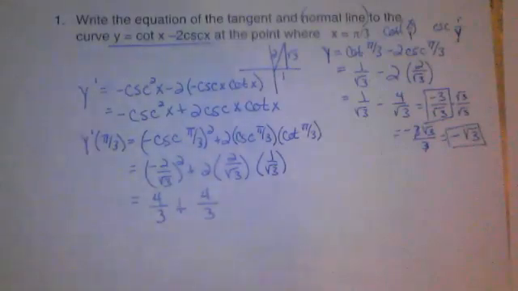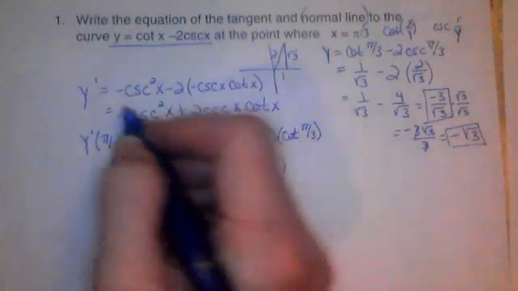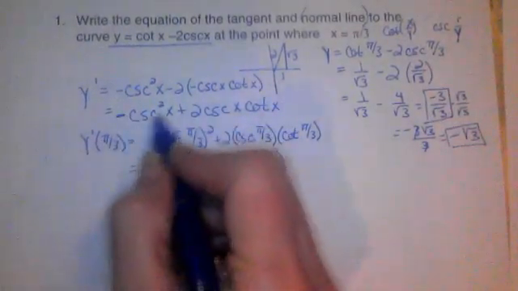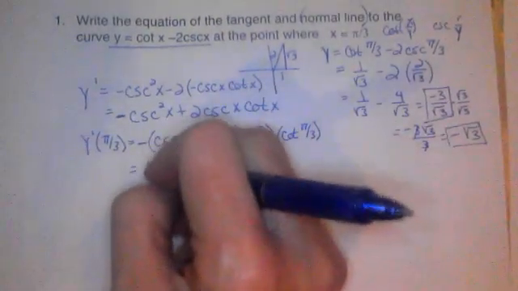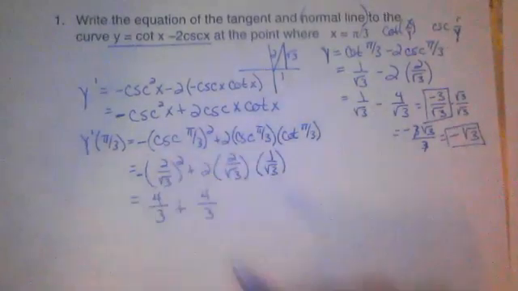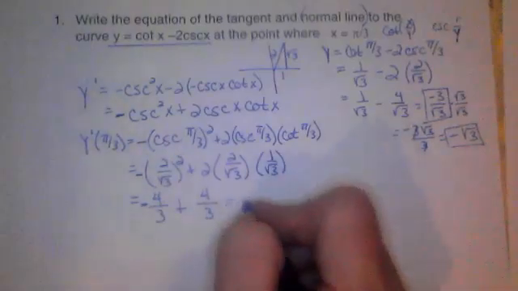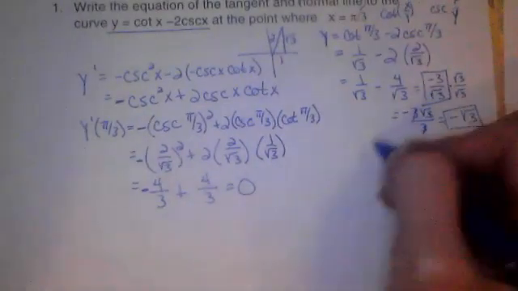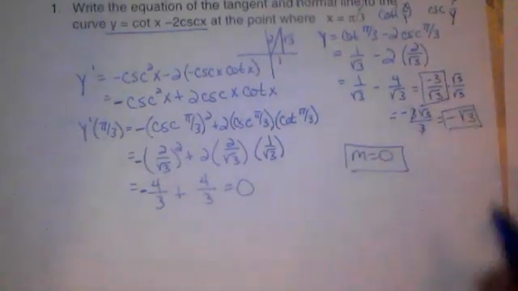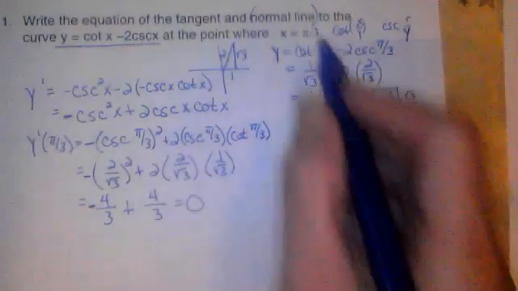And that is not right. So what did I do wrong here? Oh, way back up there. Whenever we took the derivative and we got negative cosecant squared x, this should have been negative cosecant squared. So this is actually a negative 4 thirds plus 4 thirds, which is 0. So we actually get out of all of that our slope is 0. So slope of 0, y value of negative square root of 3, x value of pi thirds.